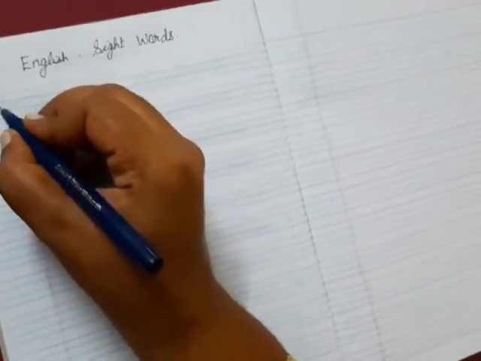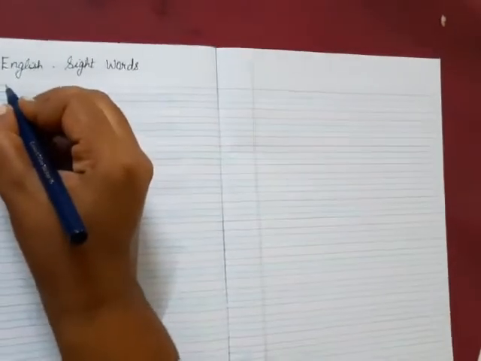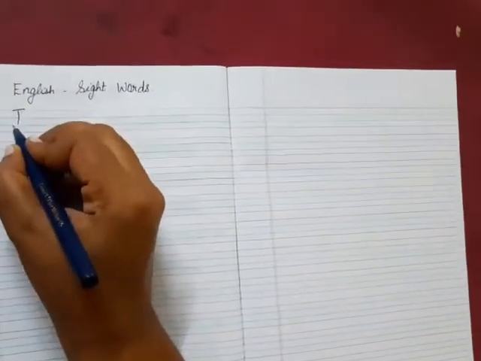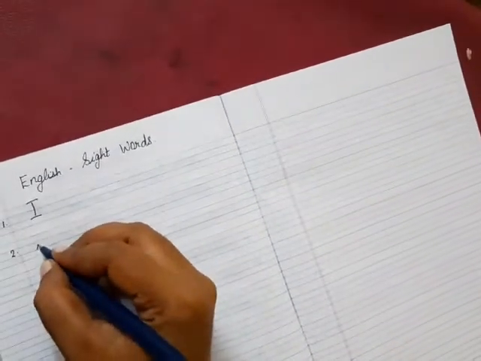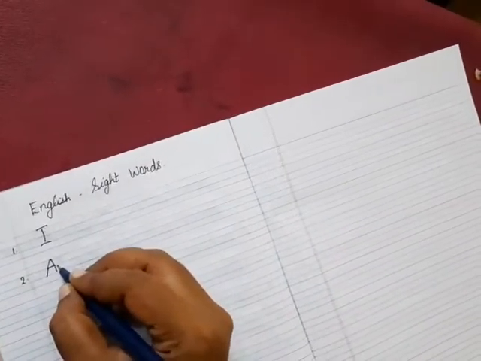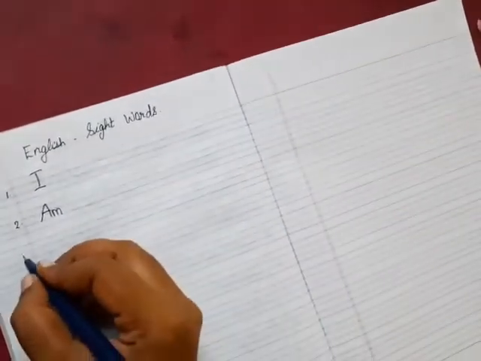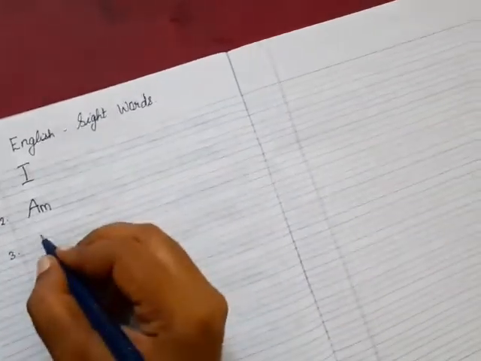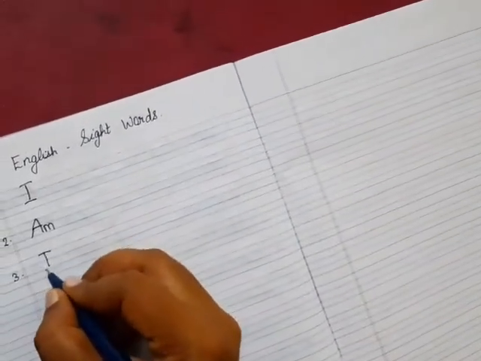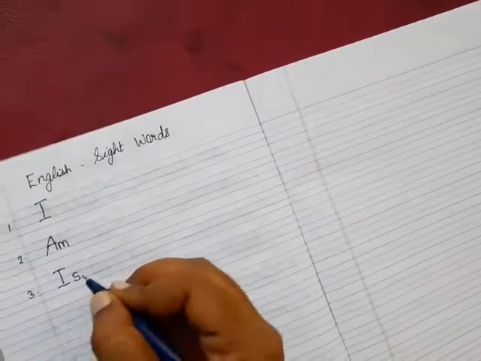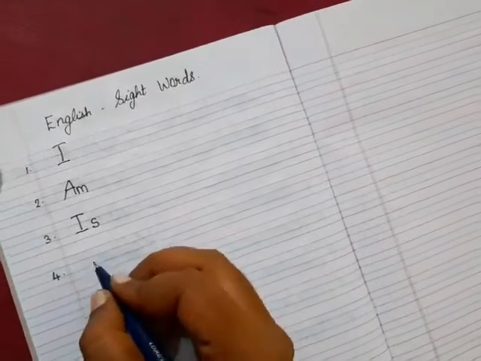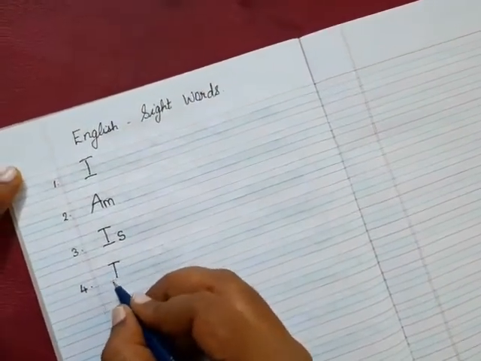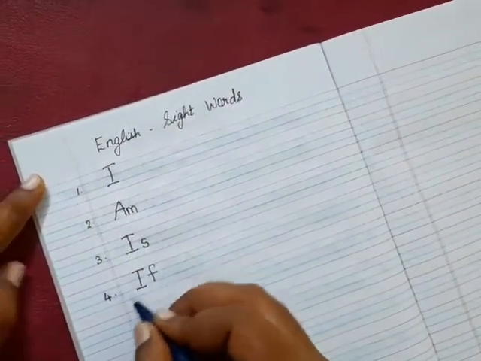Children, listen to the sight words. First one, I. Second one, am. I, s, is. I, f, if.